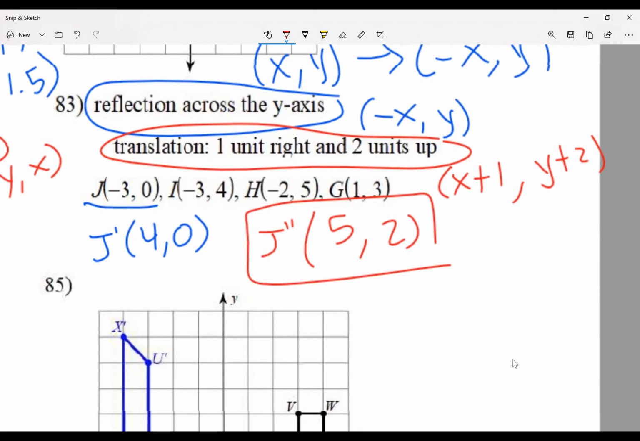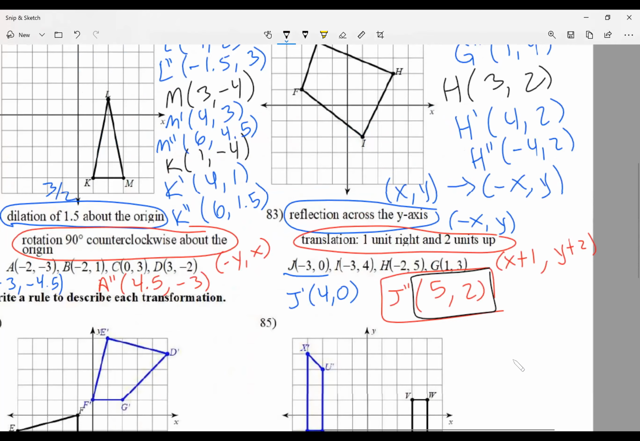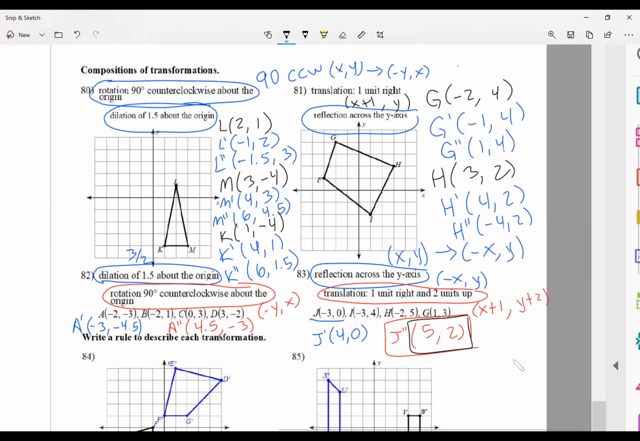For our homework, I'm not going to ask you to type in J double prime. I'm just going to ask you for the coordinates. So when it comes to homework, I will just expect (5, 2). Again, if I ask you to graph it, you will have to do all corners and then connect the points. In this case, let me zoom out. This is what we did today: composition of transformations, when you do more than one transformation.